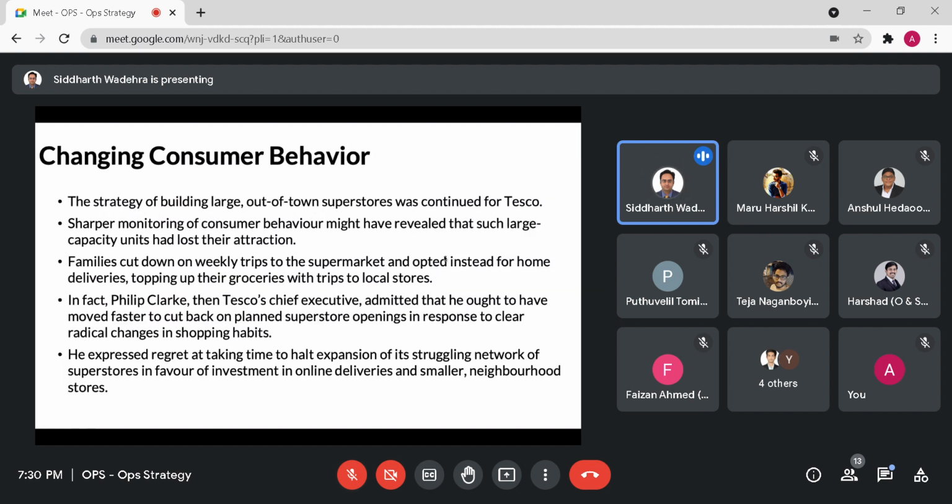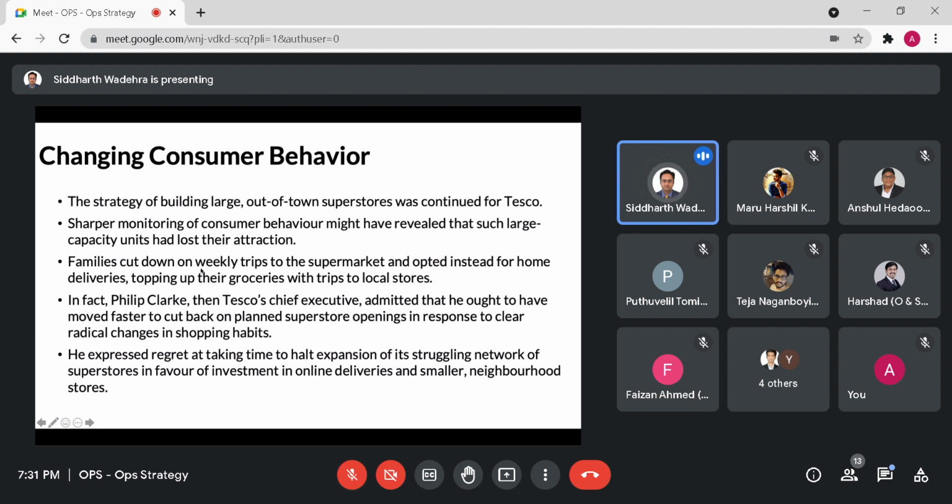And when the CEO looked at market numbers, they had a typical strategy of building large out of town superstores, and that had continued forever for Tesco. Typically, you have a space outside a particular town which is slightly cheaper, and that was their strategy for Tesco, and they had continued with that strategy.